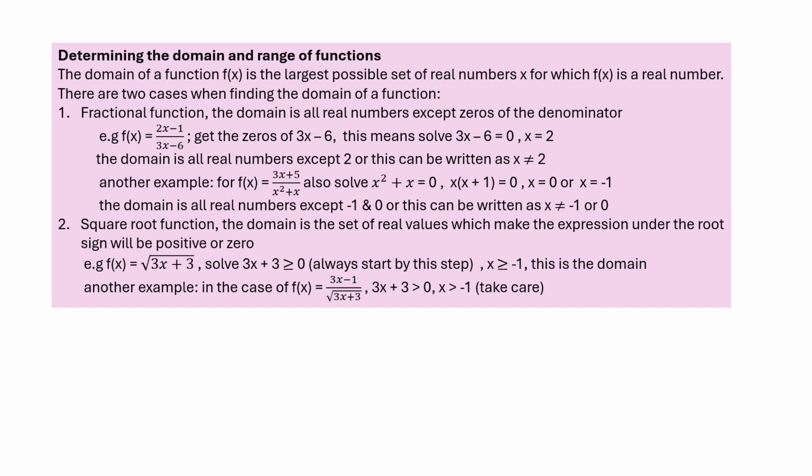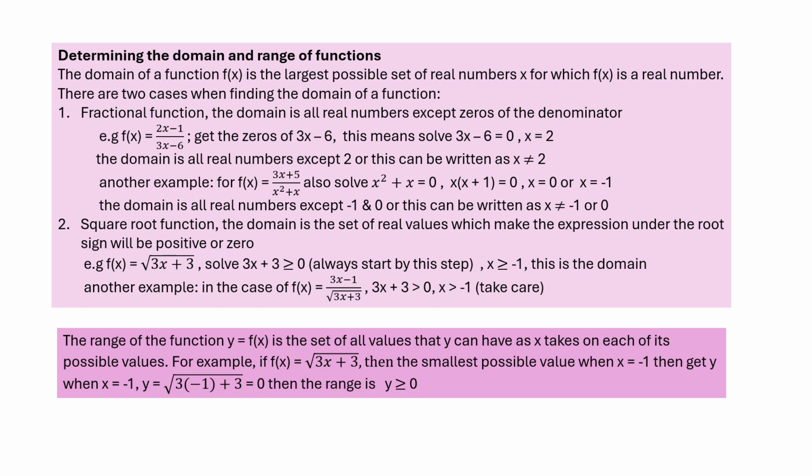Another example, in the case of a square root in the denominator, you must write 3x plus 3 greater than 0, not greater than or equal to, because the root is in the denominator. And we mentioned before that there can be no zeros in the denominator. So 3x plus 3 greater than 0, so the same answer, but x greater than negative 1, not greater than or equal to. Take care.